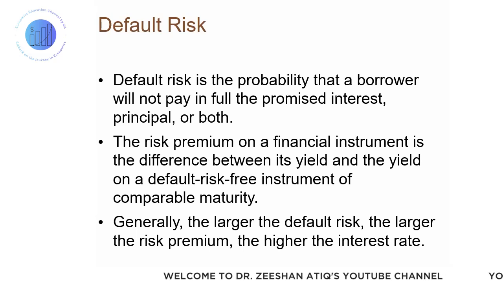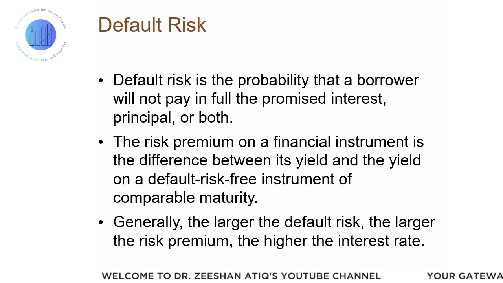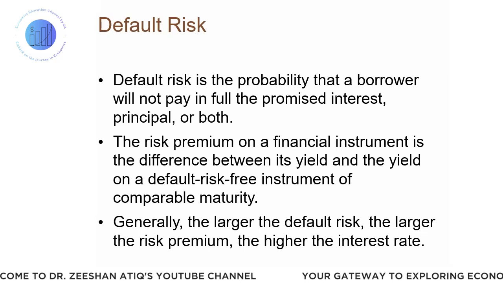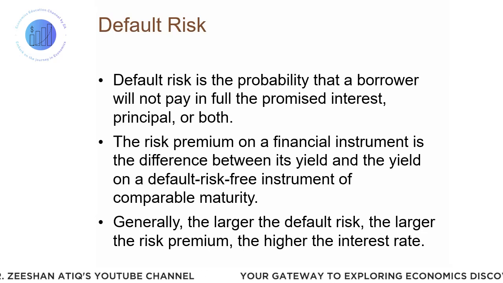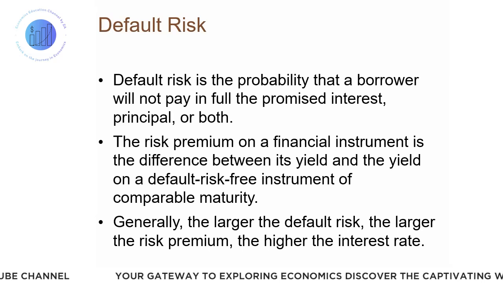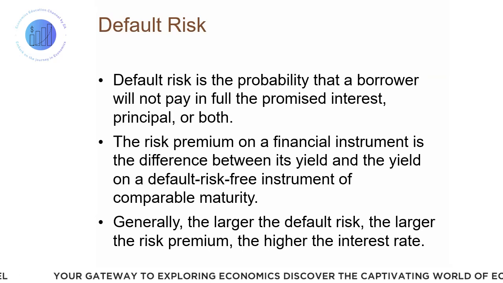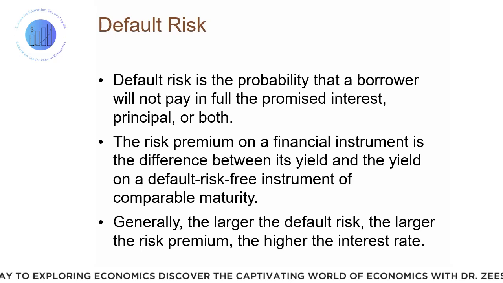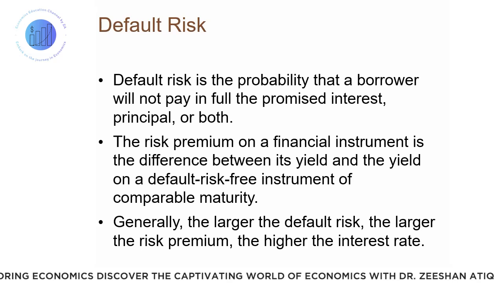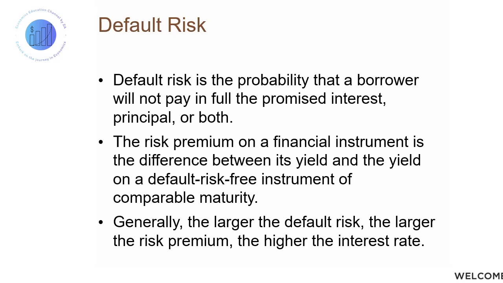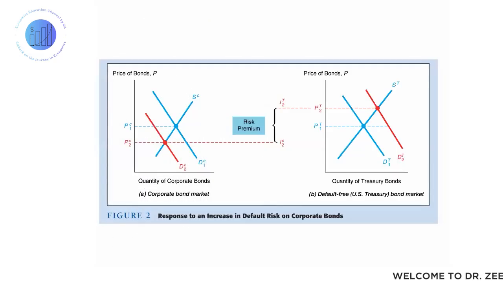What is meant by default is that the government does not have enough money to pay the interest or the principal amount which it has borrowed from the general public, because the government, to meet its budget deficit, borrows locally and internationally. And whenever you borrow, you have to make interest payments, and you may have to return the principal amount at the end of the maturity period. If you are not able to do that, you may default on the payment.